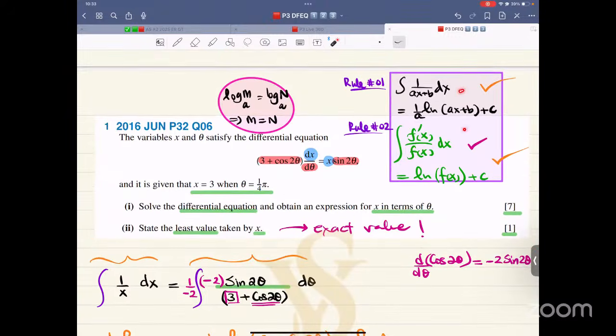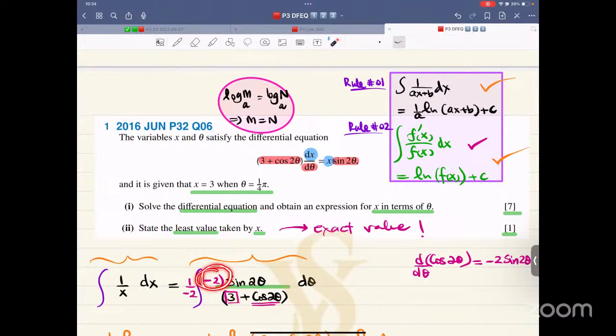Both are applications of integration, a technique of integration that gives me ln. This is the basic one, 1 over ax plus b, that is 1 over a ln of ax plus b. That is applied to the left-hand side. Numerator is derivative of denominator. 3 plus cos 2 theta, derivative of 3 is 0. Derivative of cos 2 theta is negative 2 sine 2 theta.